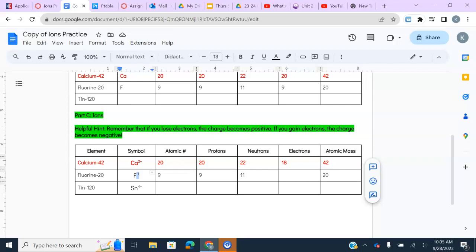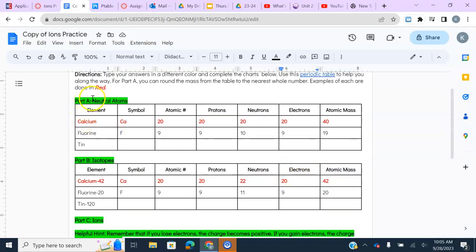If you gained 2 electrons, the charge would be -2. If you gained 3 electrons, the charge would be -3. It just depends on how many you're gaining here. So in this case, because it's a -1 charge, then that means I gained an electron. So instead of having 9 electrons, I would have 10, okay? So remember, if we gain the electrons, it's going to be a negative charge. If we lose the electrons, it's going to be a positive charge, okay?